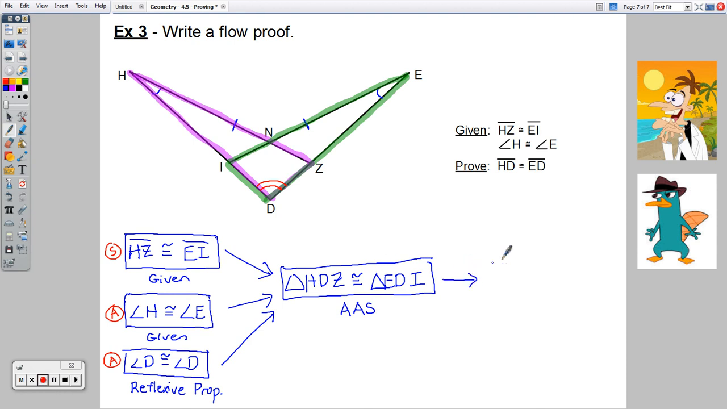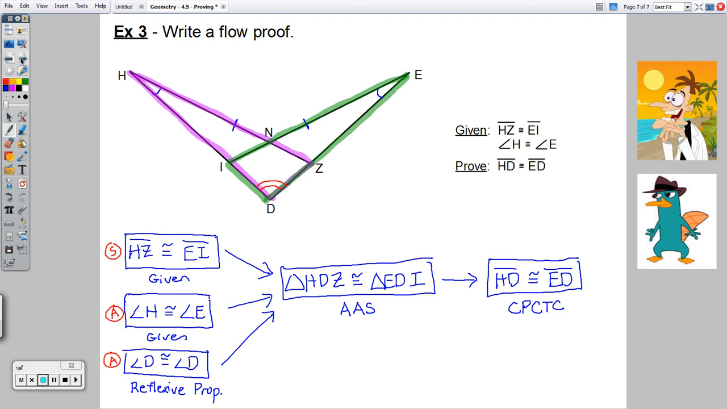And then from there I can flow that idea to the last thing I'm trying to prove here. HD would be then congruent to ED, so that's this whole length here to this whole length here. Those are now corresponding parts of these triangles that we proved to be congruent. So this is corresponding parts of congruent triangles are congruent, or more succinctly, CPCTC. So that proves what we're trying to prove there.